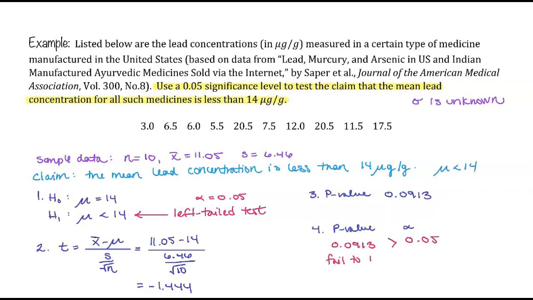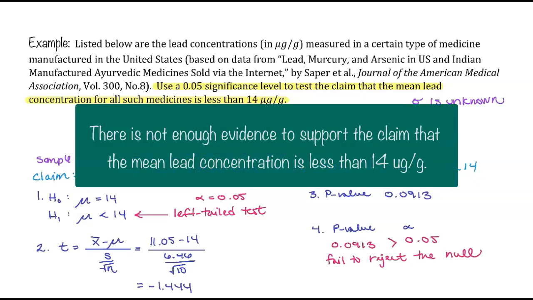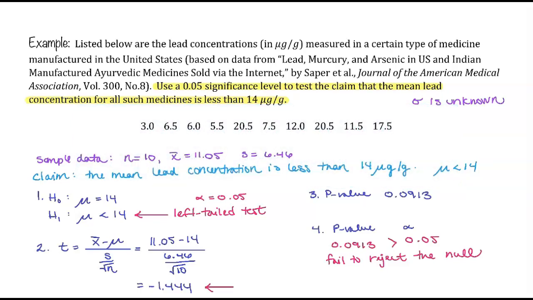the null. A concluding statement might read something like this: there is not enough evidence to support the claim that the mean lead concentration is less than 14 micrograms per gram. Alternatively, we could also use the critical value method. That would involve finding the critical value, and the critical value would be the t-score that has a left area of 0.05. All of these methods that I've mentioned are completely equivalent and give you the same conclusion.